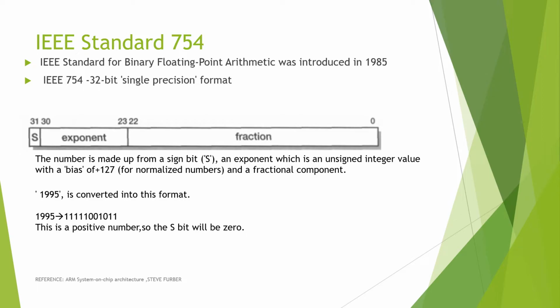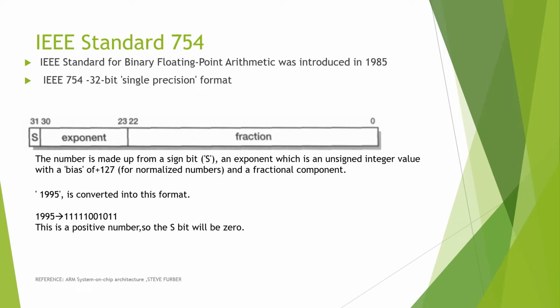Now for this we have the IEEE Standard 754. For ARM floating point data types we have single precision, double precision and extended double precision, in IEEE Standard 754 in the different representations. The IEEE Standard for binary floating point arithmetic was introduced in 1985 and it has a 32-bit single precision format. You must have studied floating point representation earlier. Here we can see the single precision format, represented from bit 0 to 31, a 32-bit format.